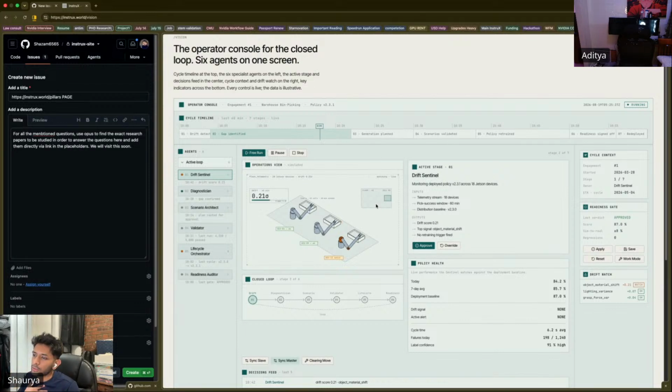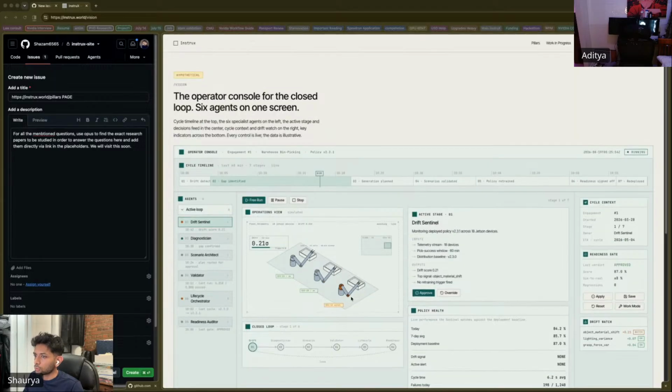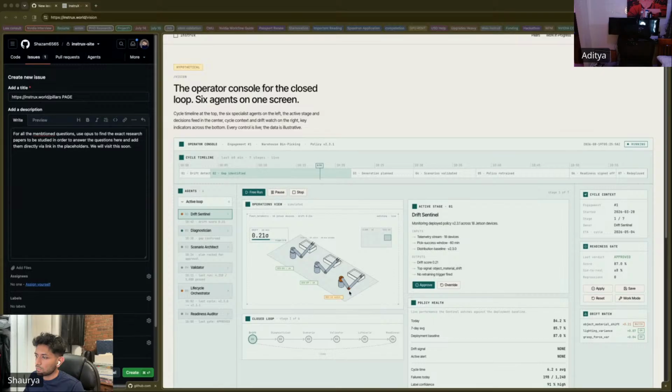It's going to have to record it itself. So for recording it itself, we are using ISXM, right? Yeah, in ISAXM. But now I'm thinking that for the policy, the operator console for the closed loop, so six agents on one screen.